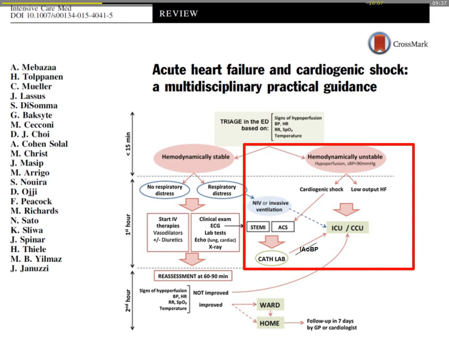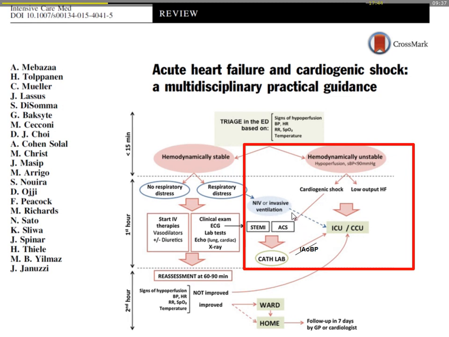Now let's go to the other category of patients that is hospitalized in our ICUs. This is patients that are hemodynamically unstable. And as we wrote in this paper, there are 2 categories of patients. One category is very low output patients coming to ICUs. Those are patients with a low cardiac output, but mostly congestive. But the large majority of patients coming to our ICU are cardiogenic shock.